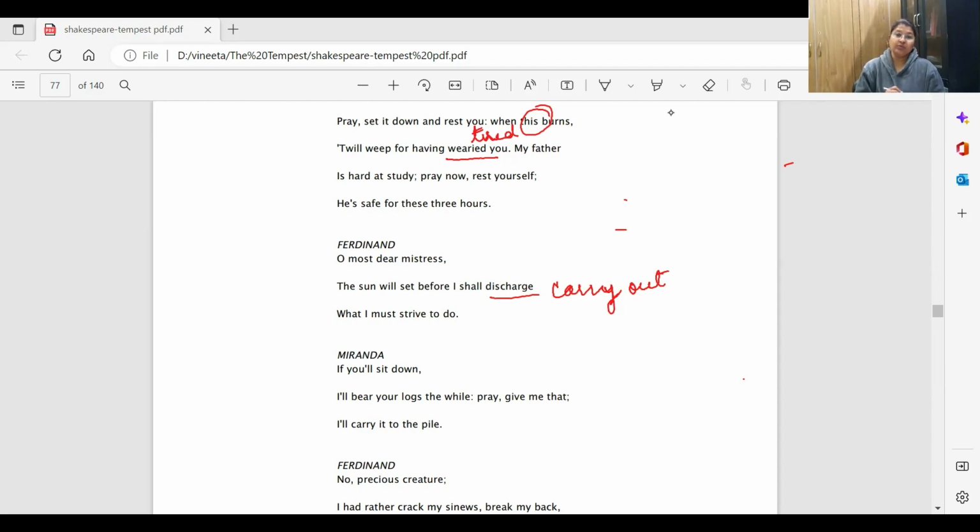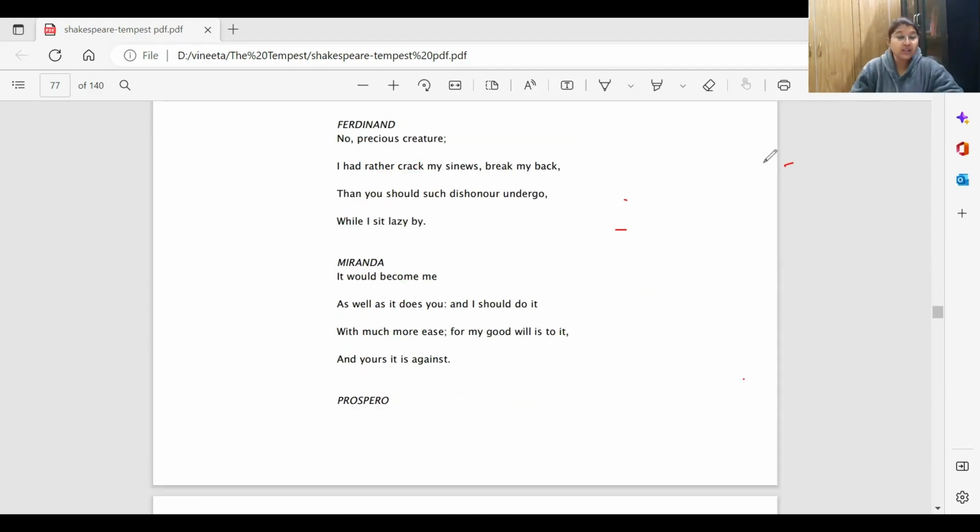If you will sit down, I'll bear the logs the while. So she offers her help. She says, while you are taking rest, I am ready to bear these logs of wood and pile them up. Pray, I request you, give me that. Give me that log of wood which Ferdinand was carrying in his hand. I'll carry it to the pile. I'll take it to the pile. Ferdinand doesn't agree to it.